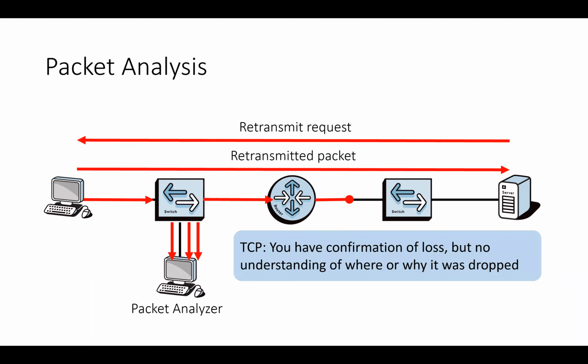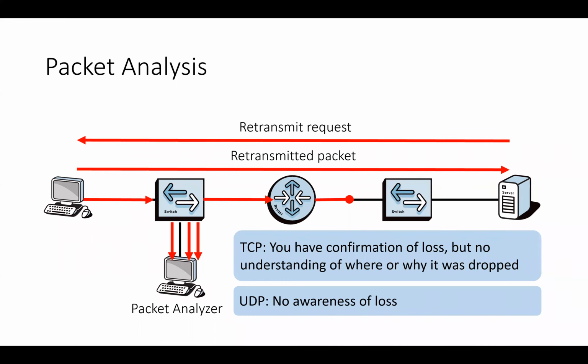Now, it only does this if it's TCP, because TCP will do the retransmit request and have the retransmitted packet. If it's UDP, there's even no awareness of the loss. So a packet analyzer really isn't very useful for troubleshooting real-time protocol problems because there's no retransmit.